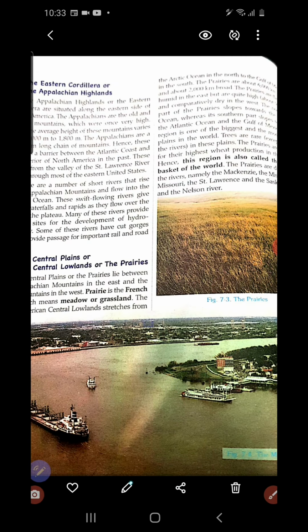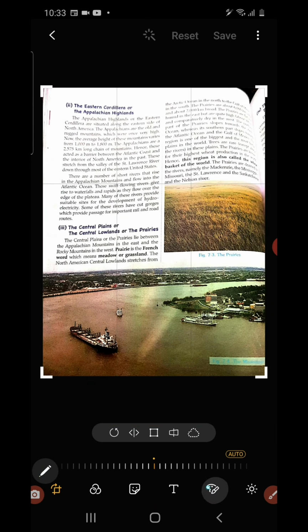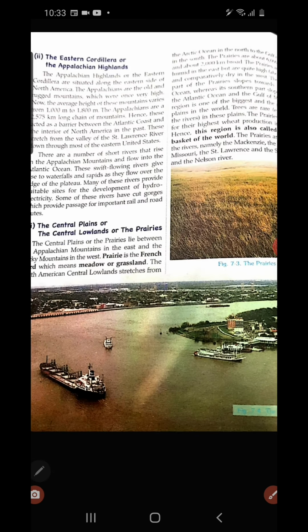Now next we have to discuss the location. It is stretching from where? The American Central Lowland stretches from the Arctic Ocean in the north up to where? The Gulf of Mexico. I'll show you the location here.